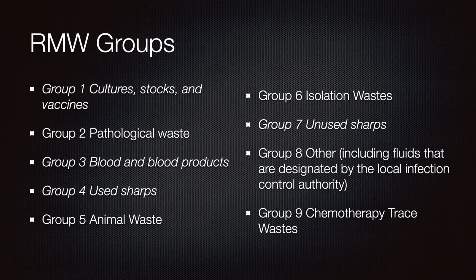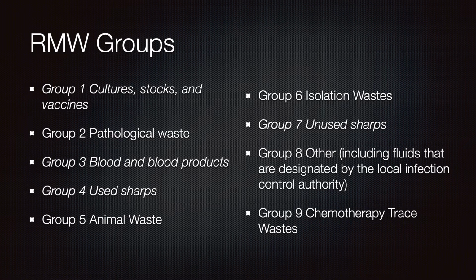The 9 groups are: Group 1, cultures, stocks, and vaccines. Group 2, pathological waste. 3, blood and blood products. 4, used sharps. 5 is animal waste. 6 is isolation waste. 7 is unused sharps. 8 is other. 9 is chemo trace waste.